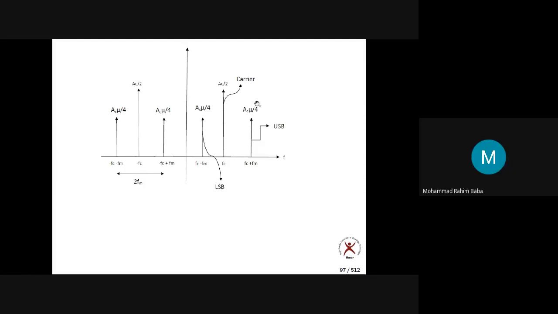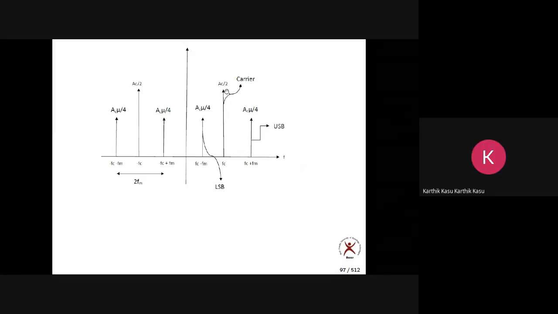This is the upper sideband, this is the lower sideband, this is the carrier, and the bandwidth is 2 Fm. So what is Fm? Frequency of the message signal, or you can call it the bandwidth of the message signal. So the bandwidth is twice the maximum frequency component of the message signal, or twice the bandwidth of the message signal.